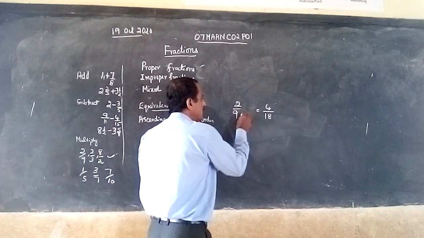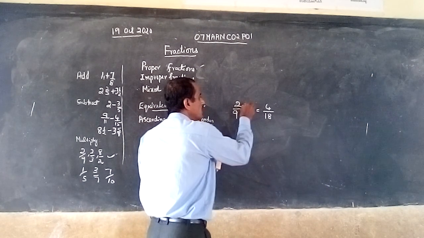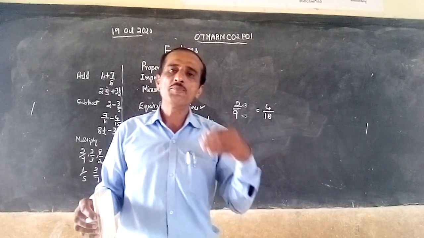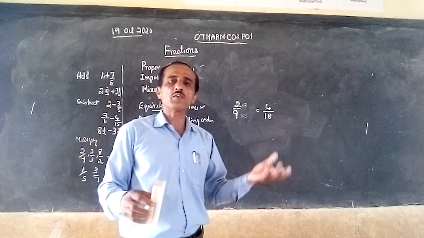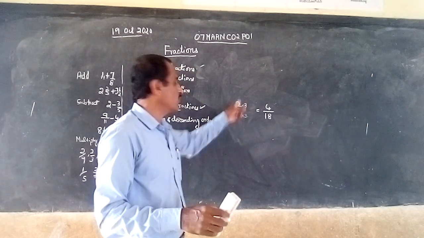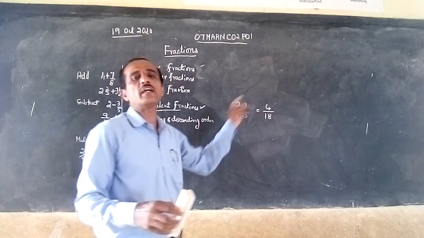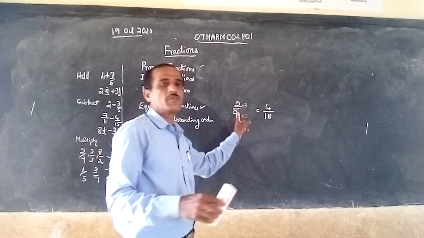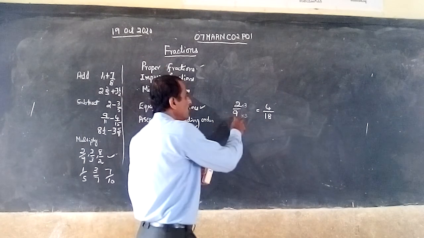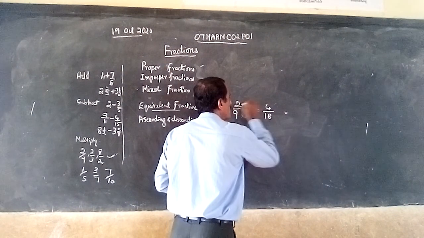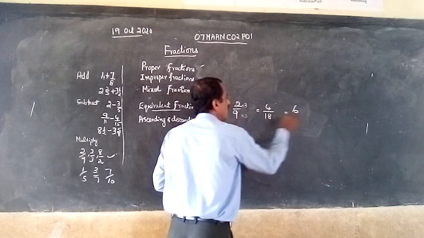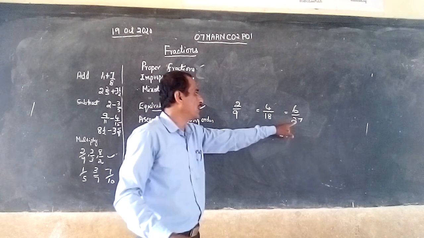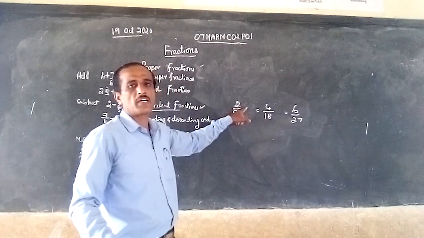If you multiply both the numerator and denominator by 3, you can multiply by any number, but if you multiply both the numerator and denominator by any number, then there is no change in the value, that is equivalent. The result you get is equivalent to the original fraction. See, if you multiply by 3, how does it become? 2 3s are 6, 9 3s are 27. So, this is also an equivalent fraction. 6 by 27 is an equivalent fraction of 2 by 9.